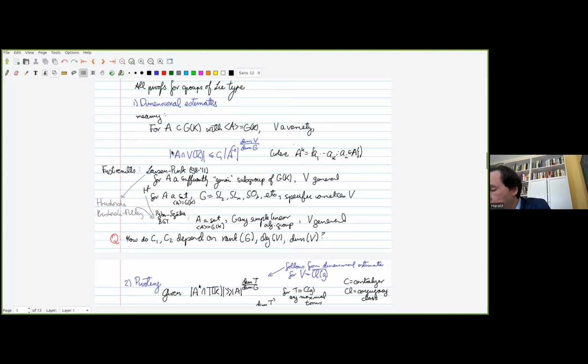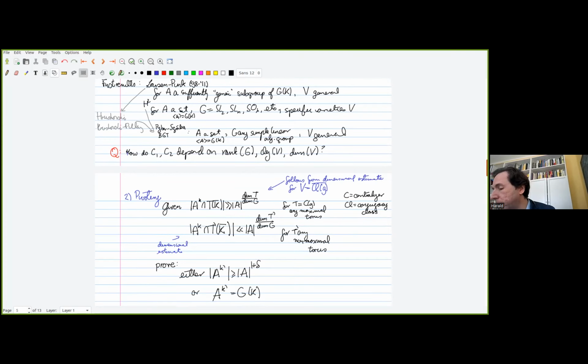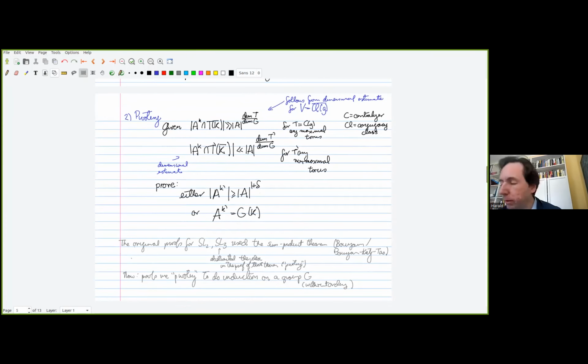they got really dimensional estimates that were fully general, right? So of course, C1 and C2 will depend on the degree and the dimension of G, but in all of these, they don't depend on the ground field. They don't depend on the ground field, okay. But the question is, how do these constants depend on the rank of G, the degree of V, and the dimension of V? And in the work of Pyber-Szabó and Breuillard-Green-Tao, which is very pleasingly general and powerful, the dependency is actually very poor. And that's why the final bounds are very poor. The dependency on the rank is very poor.